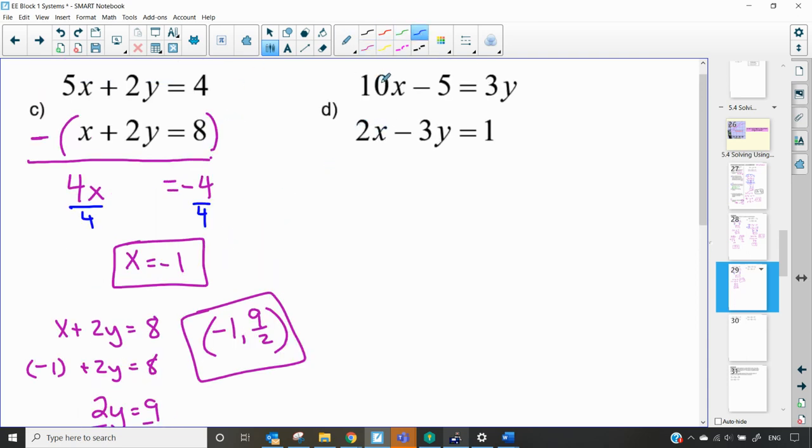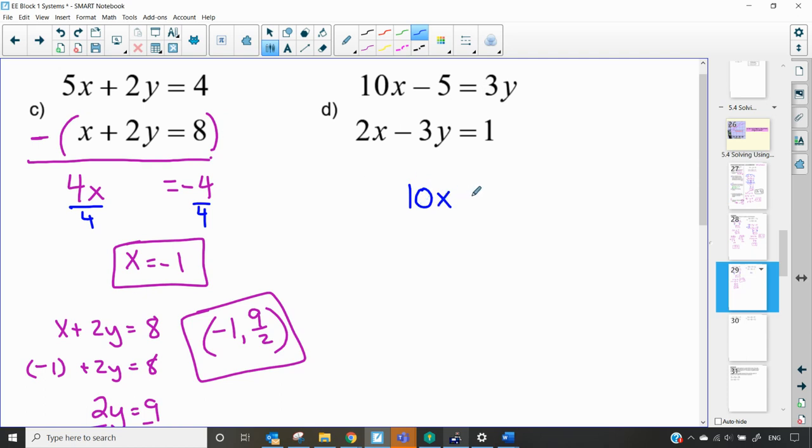Next example here, we've got 10x minus 5 equals 3y and 2x minus 3y equals 1. So the first thing I notice is that my variables are not lined up, so I'm going to rearrange these. Now this time I'm going to show you that it doesn't matter how I rearrange, I'm still going to get the same answer. So I'm not going to use standard form here. I'm actually going to put my y's on the right-hand side of the equation, and you'll notice I still get the same answer.